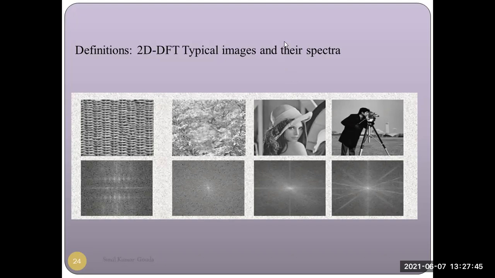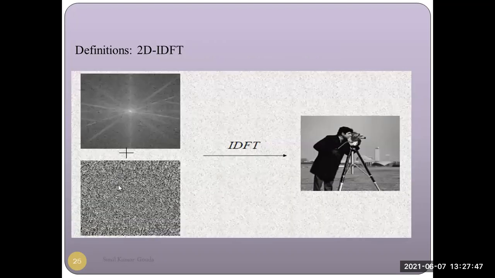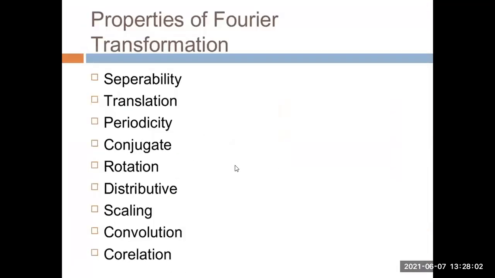Clear? Now suppose you want to retrieve the original image. You have to combine both the magnitude and the phase. They are combined together to get back the original image. This is called IDFT, the inverse discrete Fourier transformation. Now we have to discuss the different properties in this topic. The first property we discussed is separability, or separable.